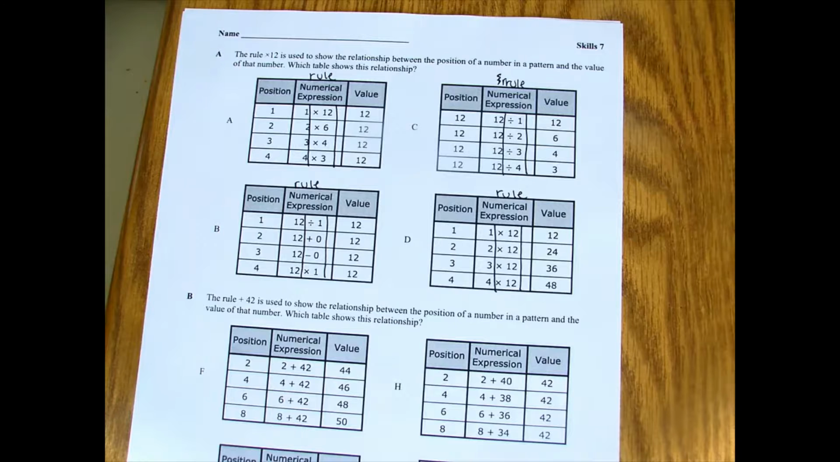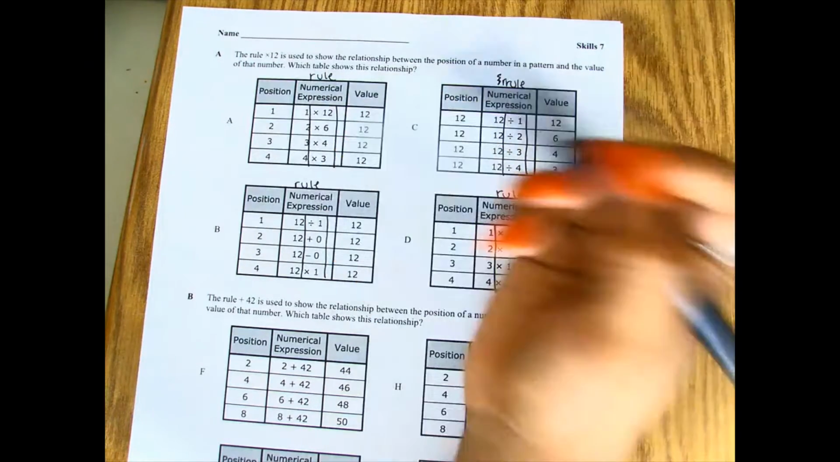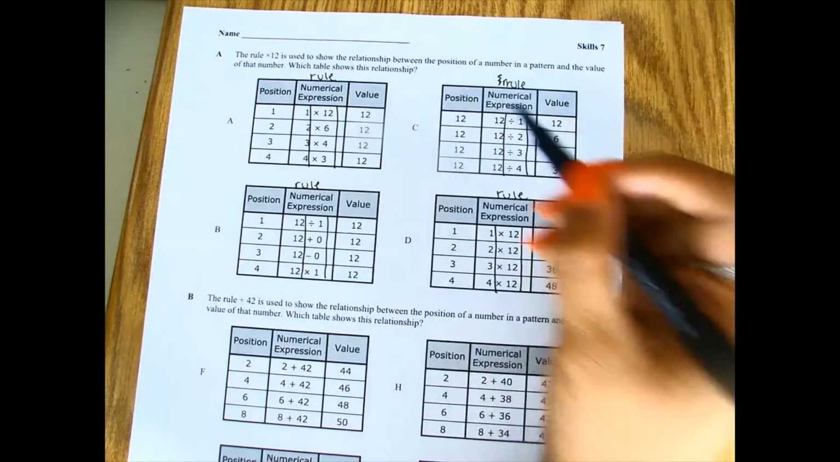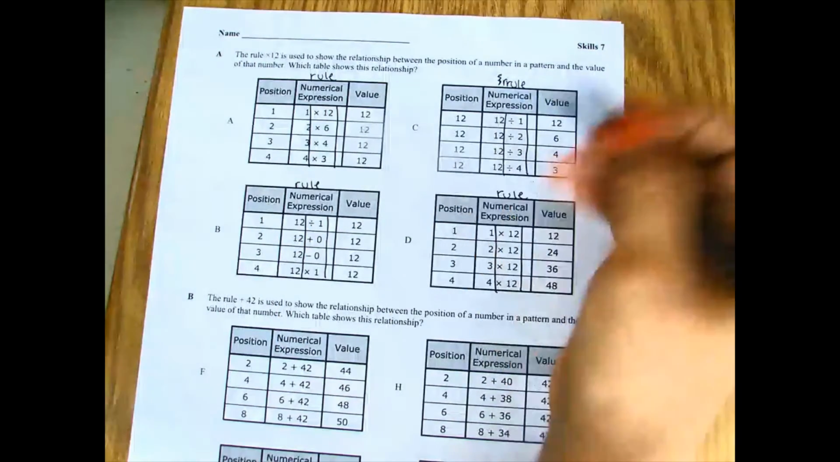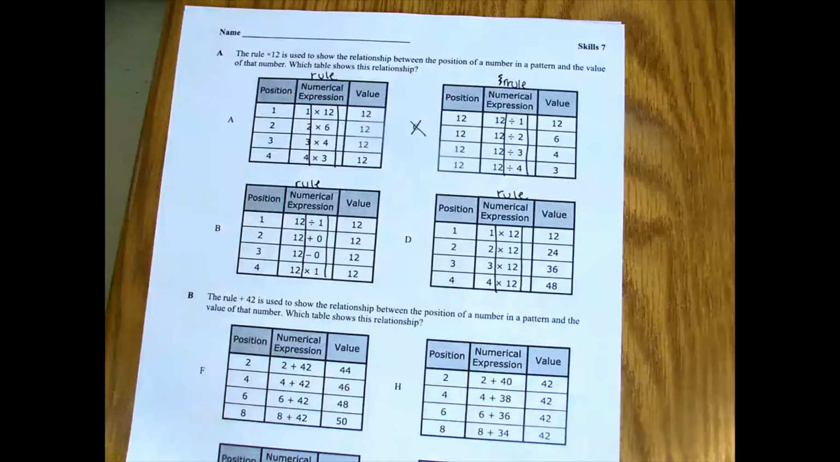Now I'm going to look. My position should always be 1, 2, 3, 4, depending on how long my table or chart is. It can go on for however long, but it has to go 1, 2, 3, 4, on and on as far as it can. Here I'm looking at my position, 1, 2, 3, 4, but this one has 12. I know this one cannot be my answer.